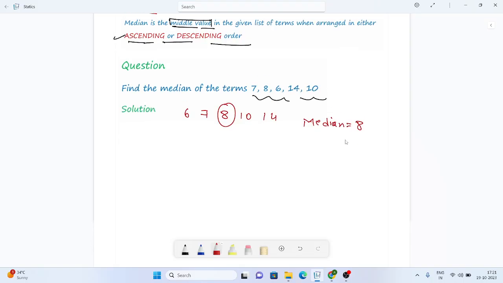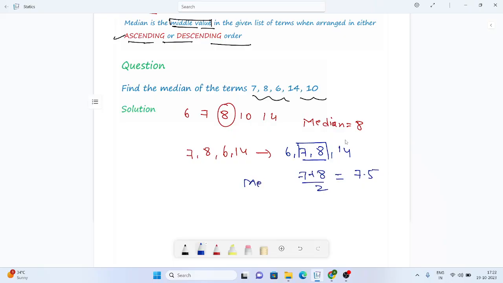Right? Now, this is an odd number of terms. Let's say there are only an even number of terms. Let's say the numbers are 7, 8, 6, 14. So how do we find the median of this? First we arrange this: 6, 7, 8, 14. Now we take the average of these two middle numbers, 7 plus 8 by 2, which is 7.5. So here the median is 7.5. Okay, did you get this?